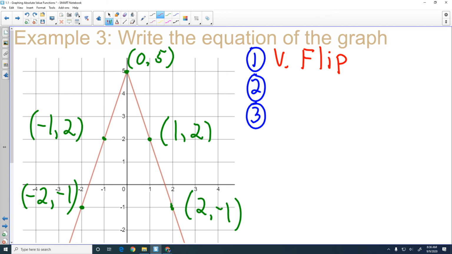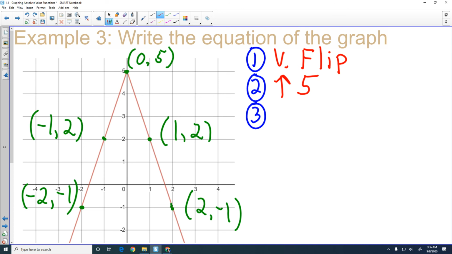All right, so that vertex is clearly not at the origin. It's up at 0, 5. So there's been a shift from 0, 0, all the way up to 0, 5. That's a vertical shift up 5 units. So I'm going to list that next. Up 5. So it's upside down V, vertical flip. Vertex went up 5 units.